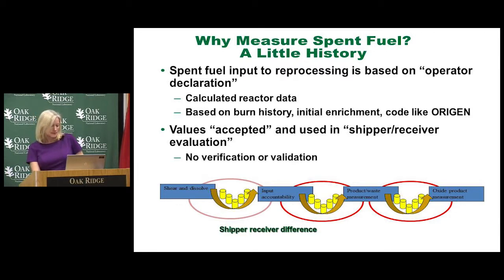So let me get all this animation up here. As you can see, at the input of a reprocessing facility, down at the bottom here, we have a shear and dissolve, and the fuel is put into the input accountability tank. So the fuel assembly is chopped up and dissolved in this input accountability tank. Samples are taken, and then the waste measurement is taken, and an oxide production measurement is taken. So you measure the input, and you measure all the outputs of the reprocessing facility.